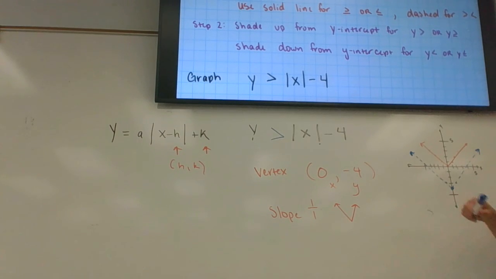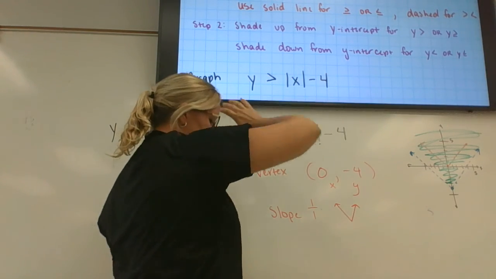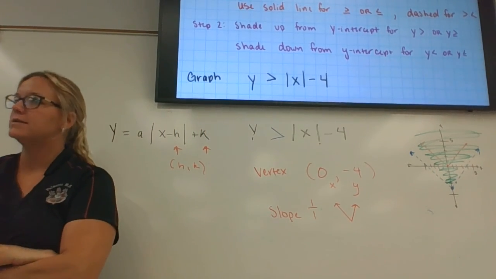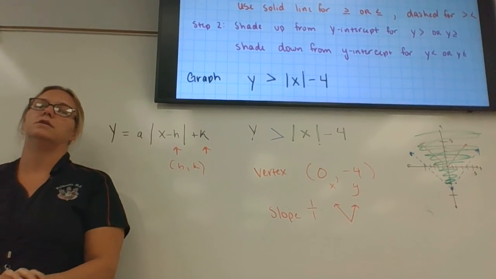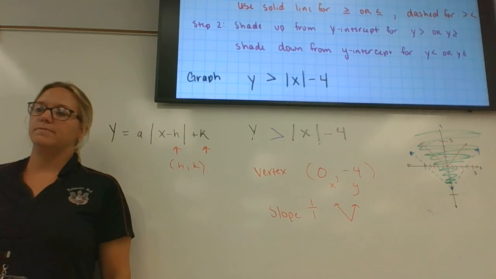Since this is greater than, it says shade up from the y-intercept for y greater than. So I'm just gonna put my pencil around the y-intercept and shade up. So the entire inside of this V is shaded. And what that means is any point inside this shading, any x, y coordinate pair, when I put the x here and the y here, it'll come out true. The left side will be less than the right side. So the only new thing that you're practicing in your assignment today over the weekend is to dash your line if necessary and to shade either inside or outside the V shape.